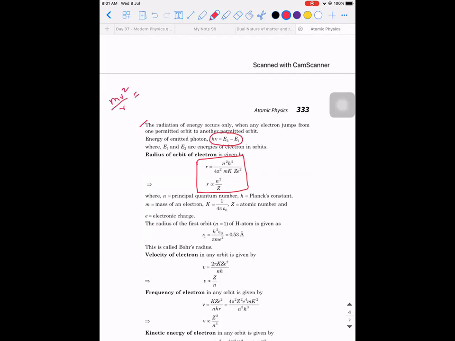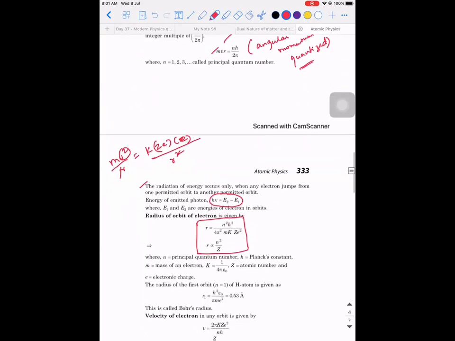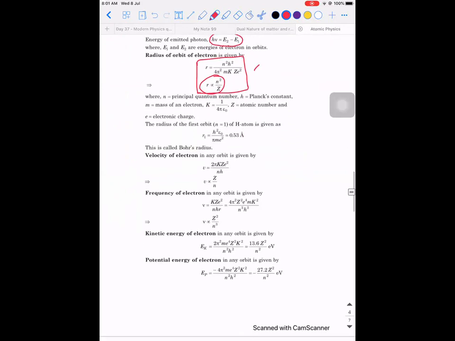mv square by R is equal to, who's providing the necessary centripetal force? That is kZe into e divided by the distance square. So cancel R and R. When you rearrange the equation, you need to get the value of v from the angular momentum quantization. Then you will get R equal to n square h square divided by 4 pi square mk into Ze square. So R is directly proportional to n square by Z.